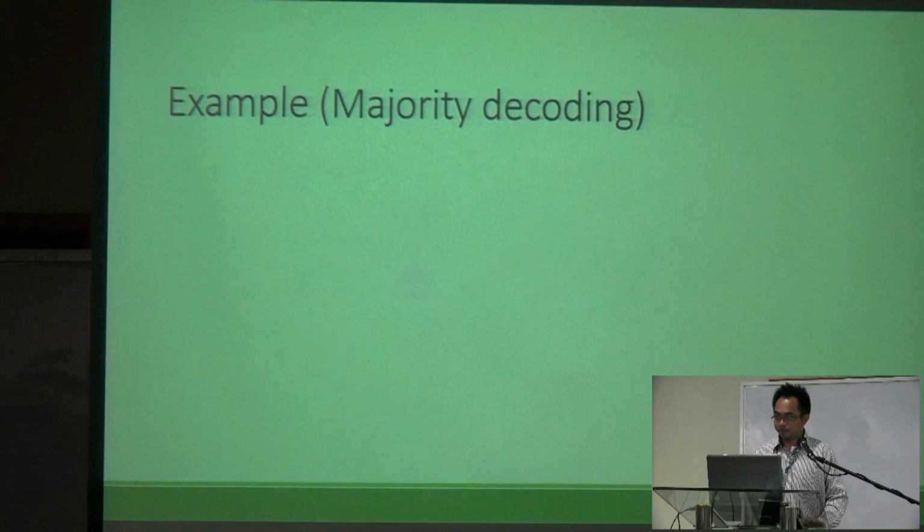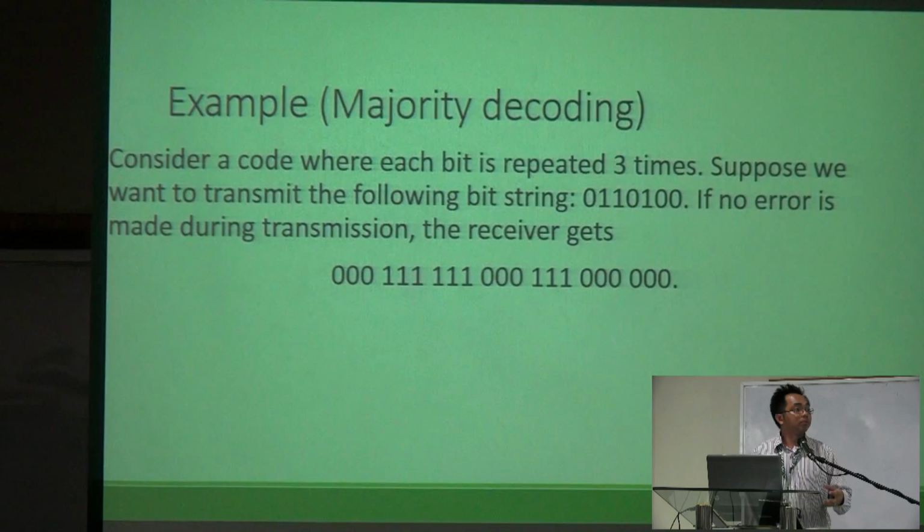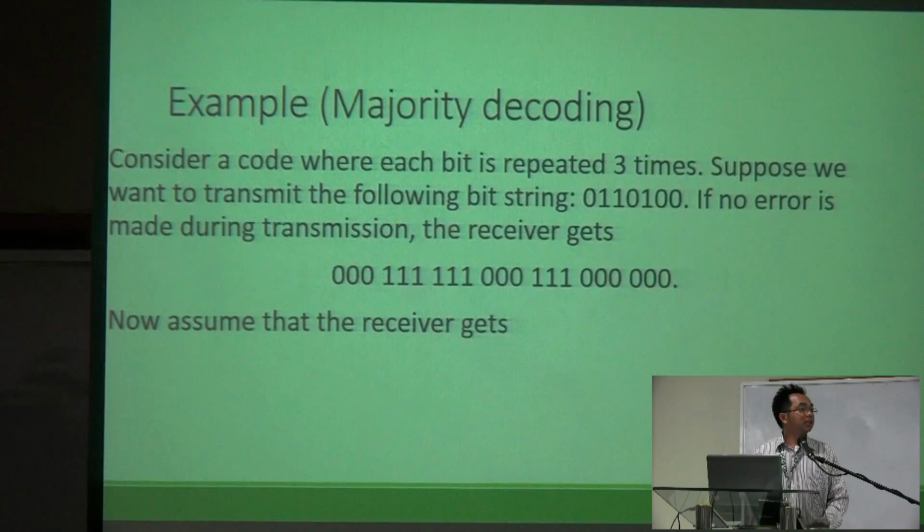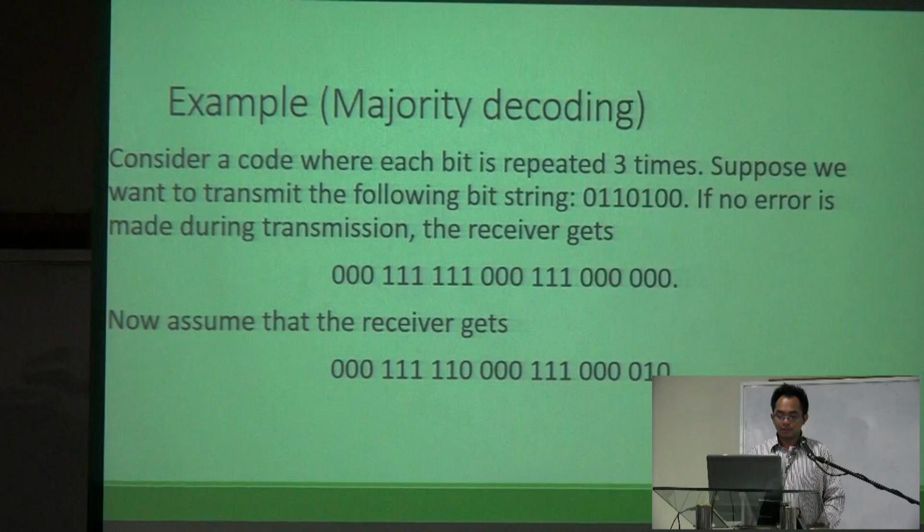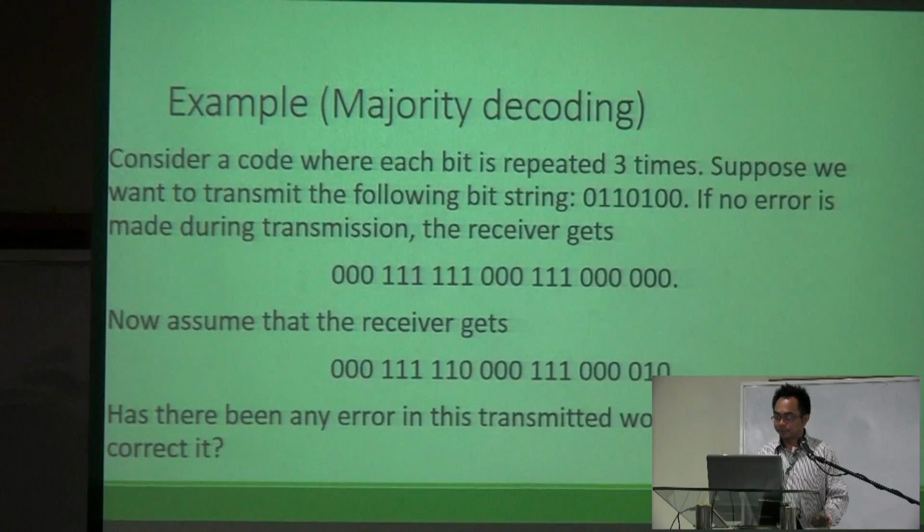Well, the way to decode repetition code is by majority decoding. If that's the message that was sent, and this is what you received, then the third batch, we know this, should be all ones. And the last batch of digits should be all zeros, by majority decoding.